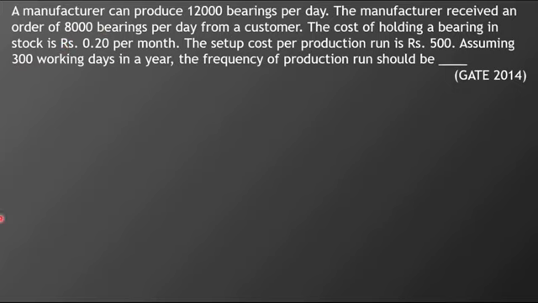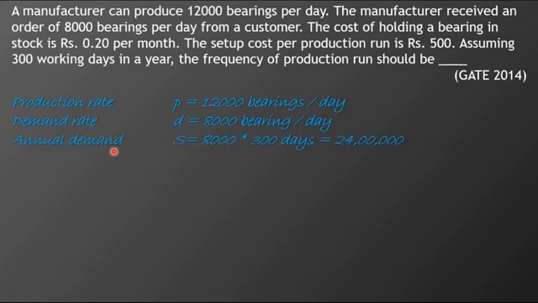Let's now solve the example. Production rate is 12,000 bearings per day. Demand rate is 8,000 bearings per day. Annual demand, that is per day demand into number of days in a year. So that is 24 lakh. Holding cost is per month, so that is 0.2 per month, 0.2 into 12, so we will get rupees 2.4 per year.